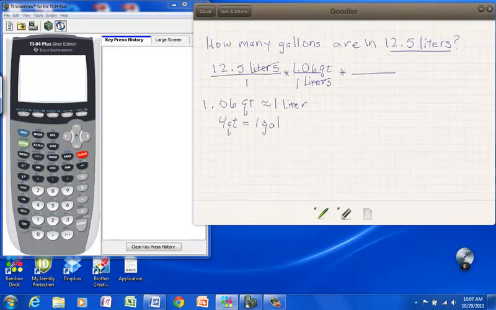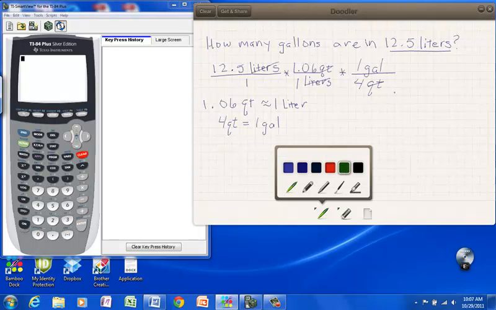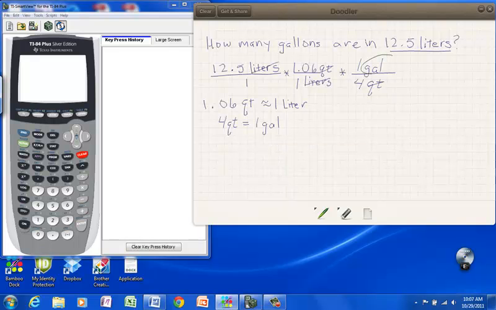I want to get from quarts to gallons. I want the quarts to cancel, so I'll put quarts on the bottom. And there's 4 quarts in 1 gallon. The quarts will cancel. And if I look through those units, the only unit that's left is gallons, which is what we want to get to. So that's good. We've got the answer in gallons.